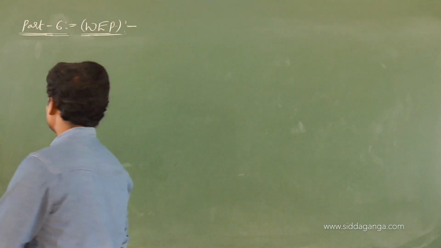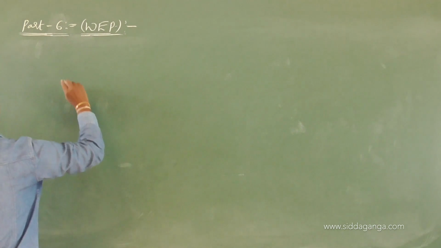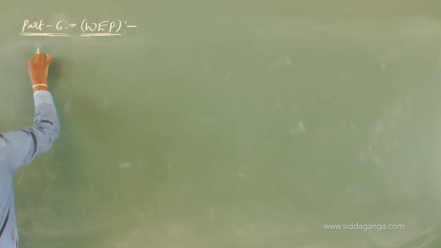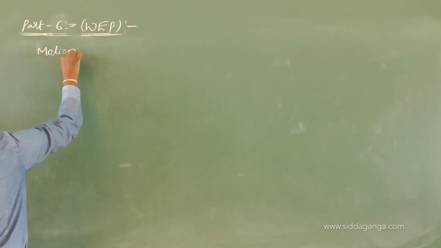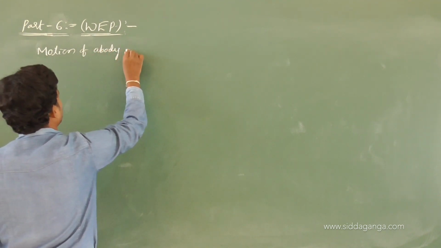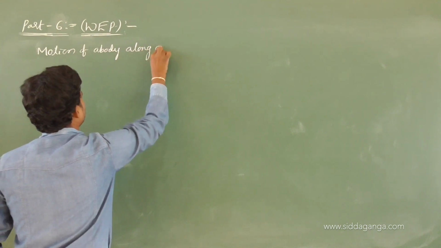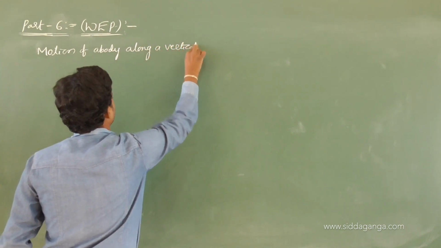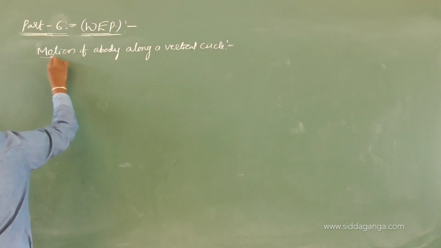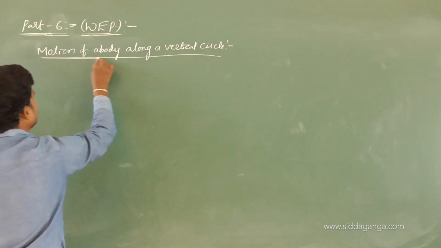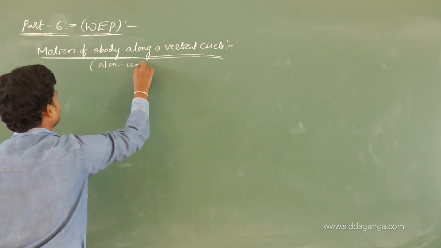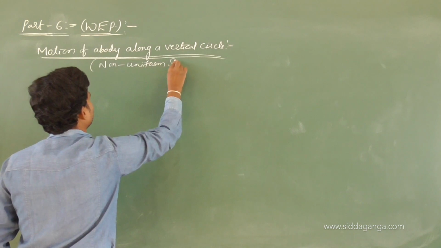Write down the heading, motion of a body in a vertical circle. So write down the heading. Formulas are useful to solve some problems. Motion of a body along a vertical circle with non-uniform speed. Mention in brackets, with non-uniform speed.